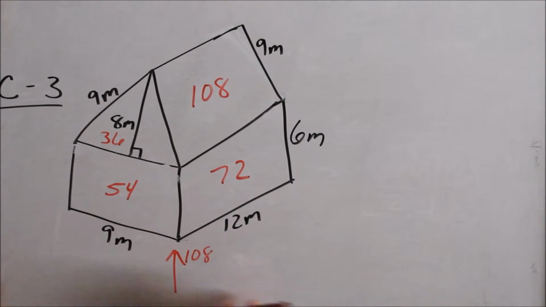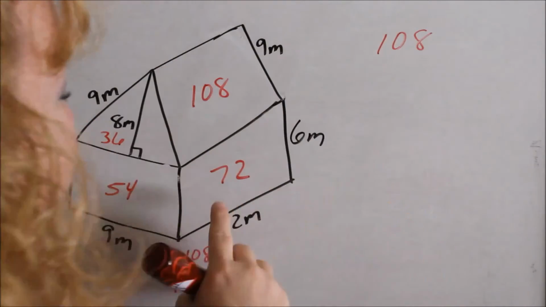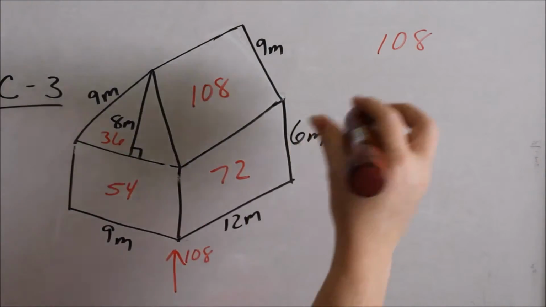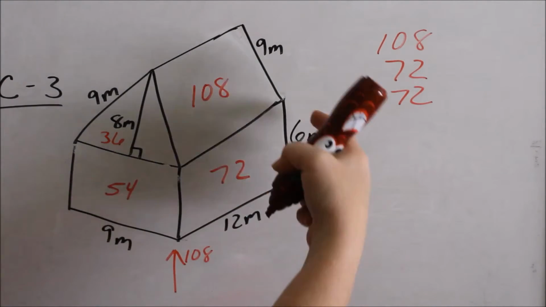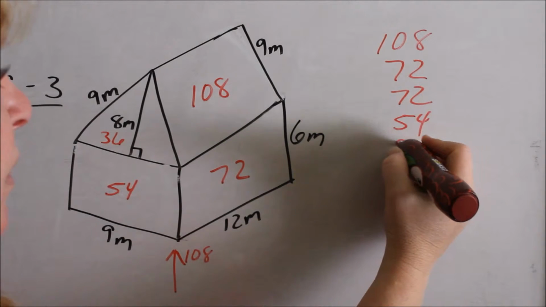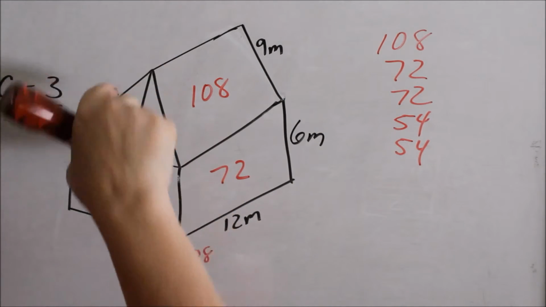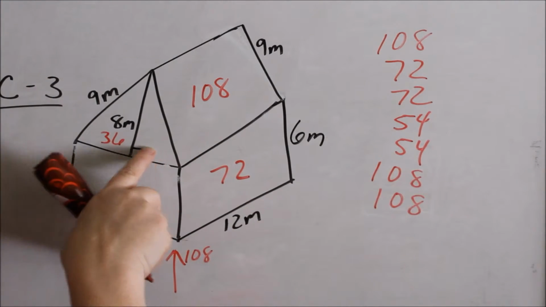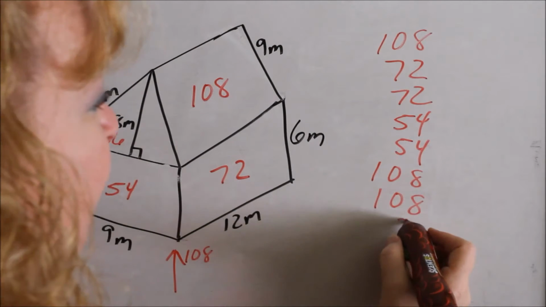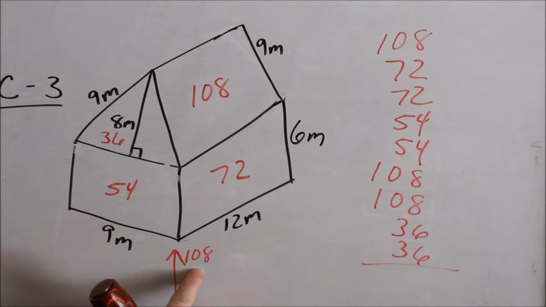Okay, so now let's add everything up. I only have one of these, 108. I have 2 of these, so 72, and then the back side. I have 2 of these, this side and the one back there, 2 54s. I have this twice, because this side of the roof and the other side of the roof. And then I have this triangle twice, 36, and then the back side. So the only one that you should have once is this one underneath the house.